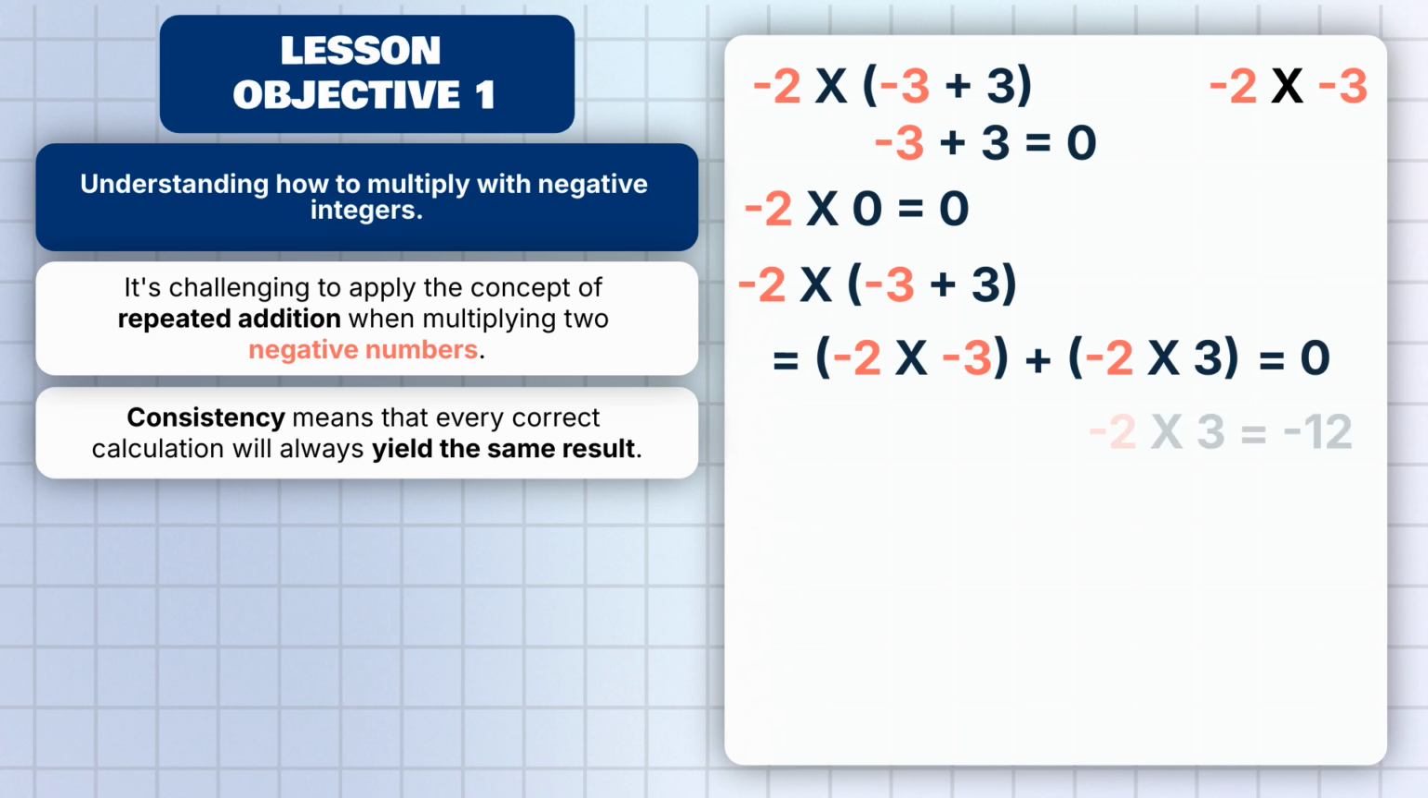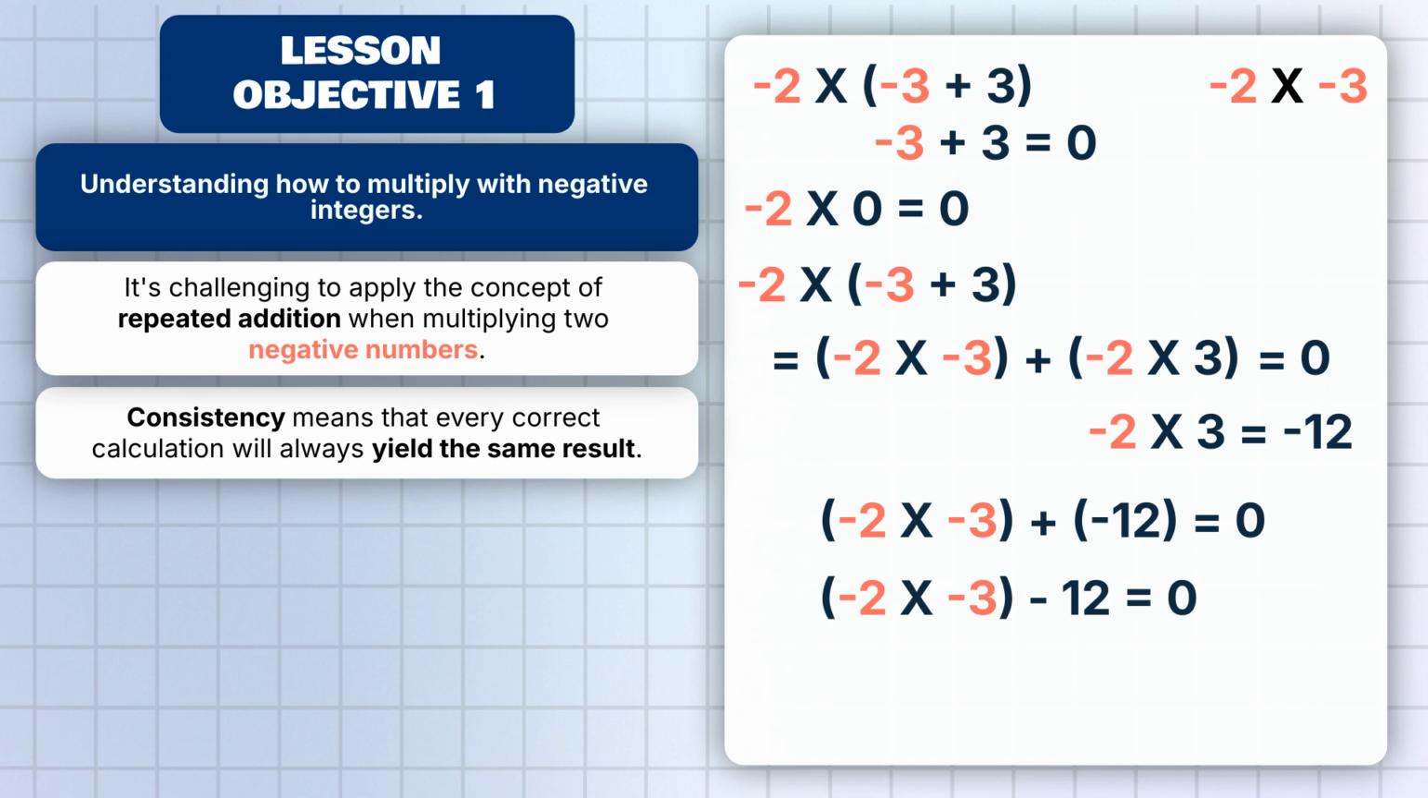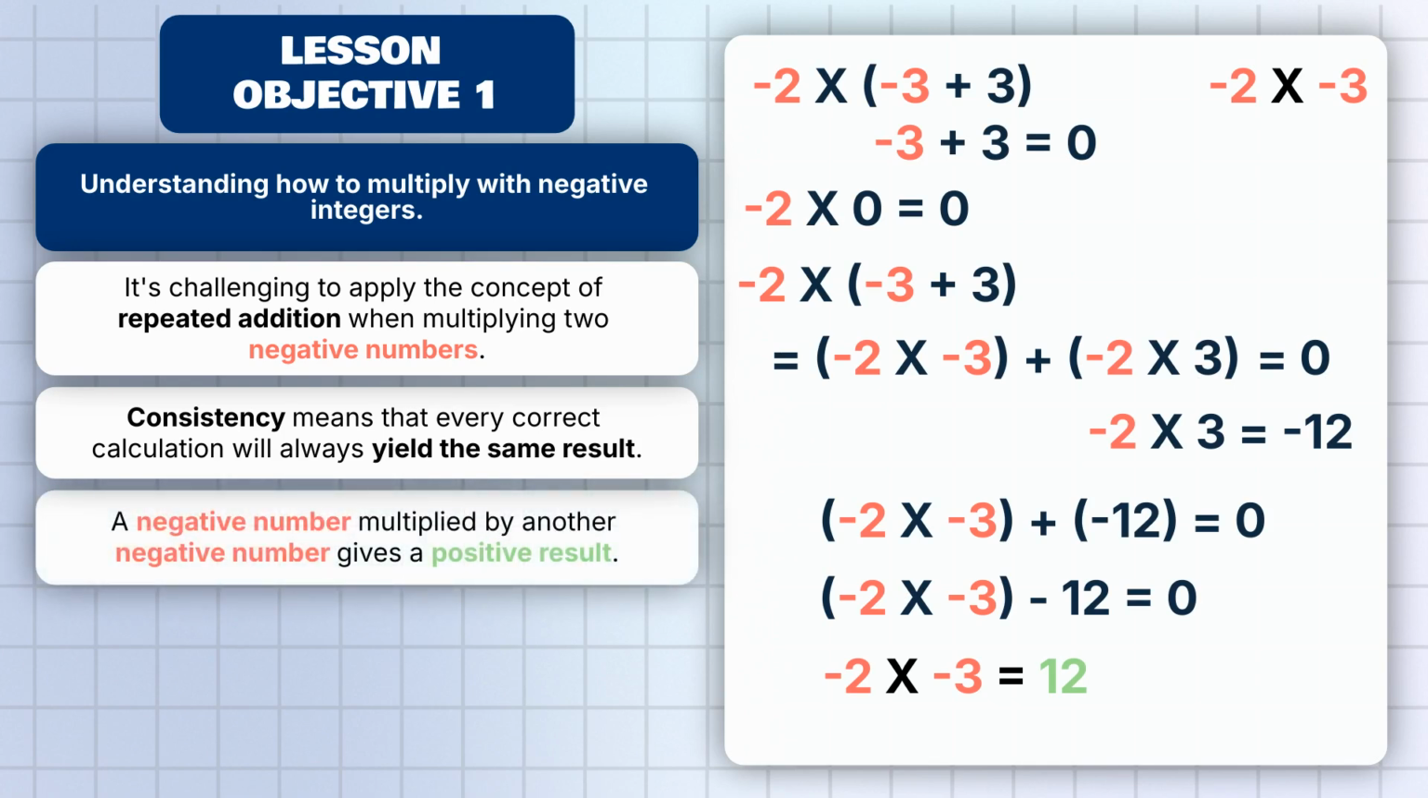We already know -2 multiplied by 3 equals -6, so we can simplify the equation to -2 multiplied by -3 plus -6 equals 0. Solving this, we get -2 multiplied by -3 equals 6. Therefore, we generalize that a negative number multiplied by another negative number gives a positive result. This means that -2 times -3 is the same as 2 times 3. The result is positive.